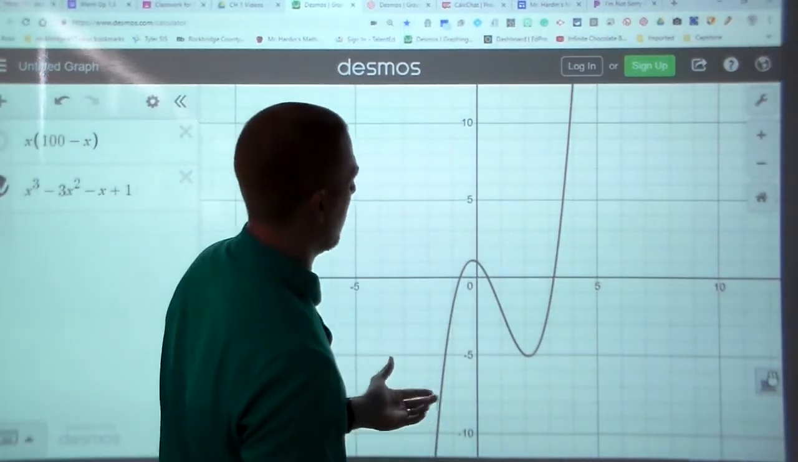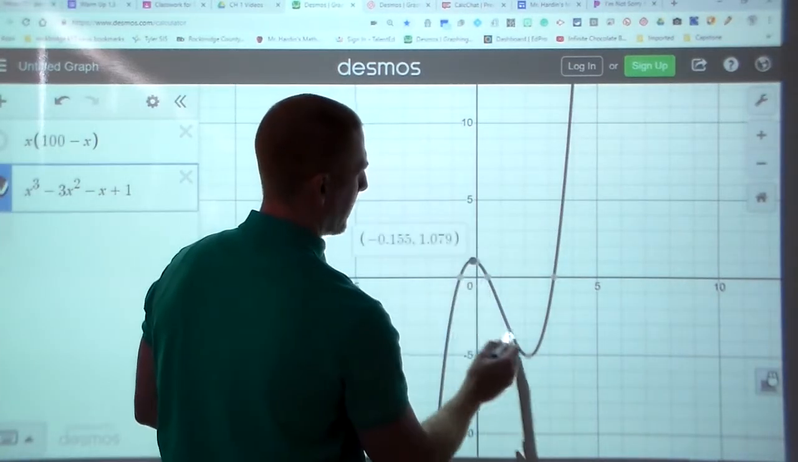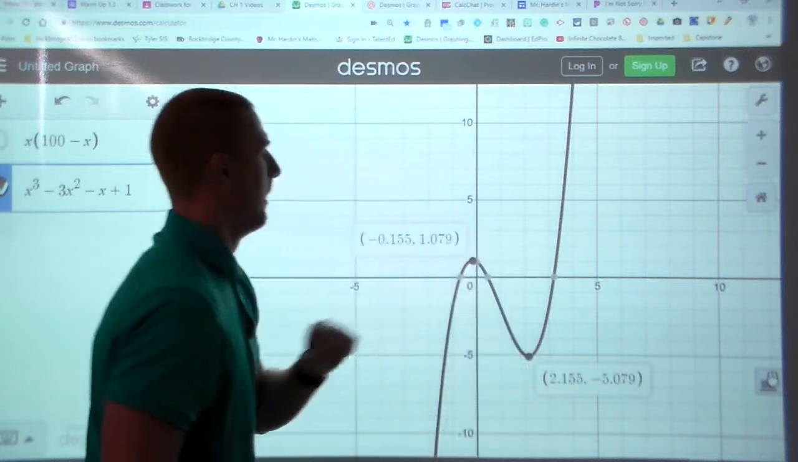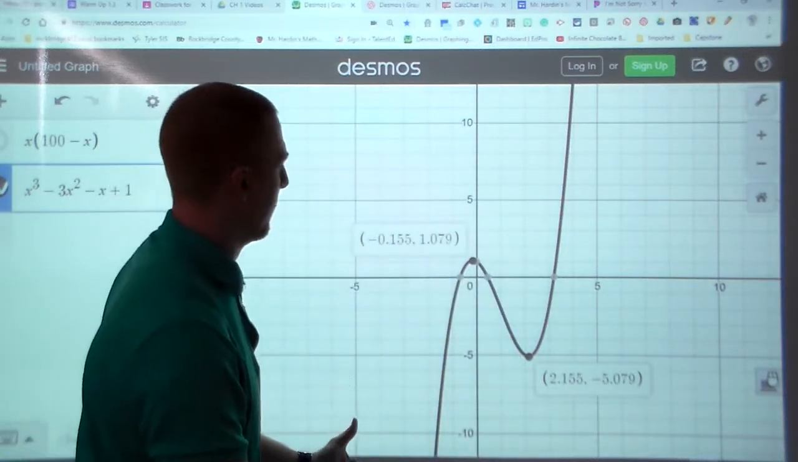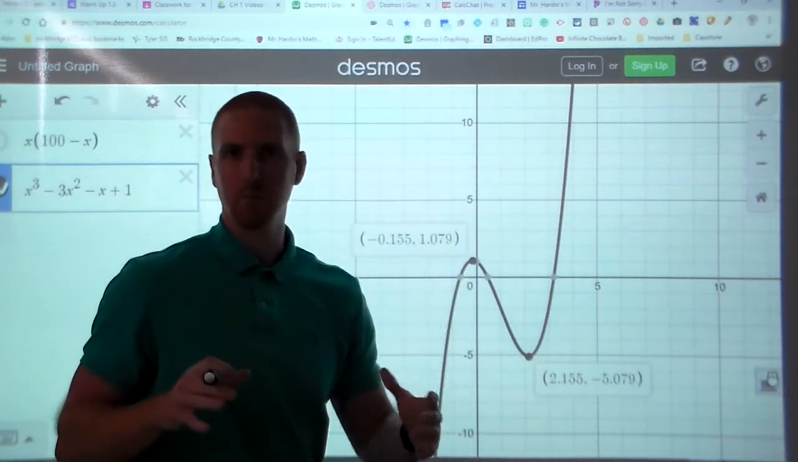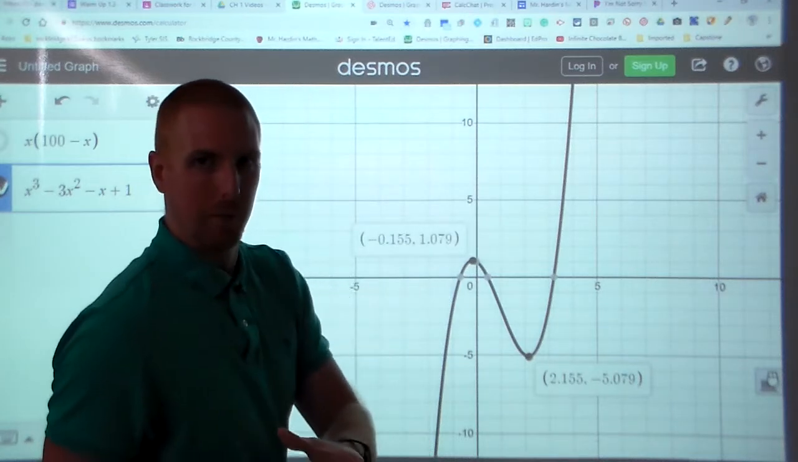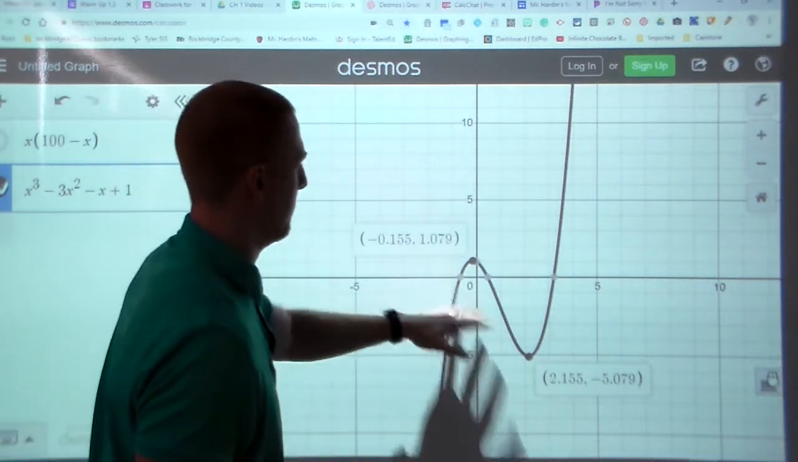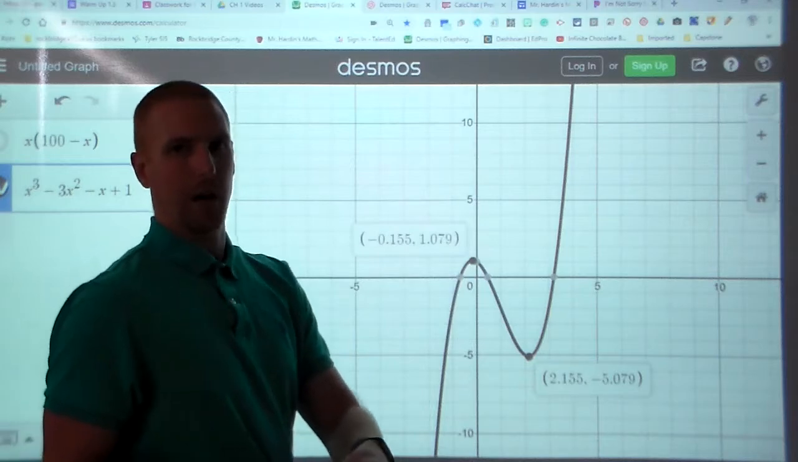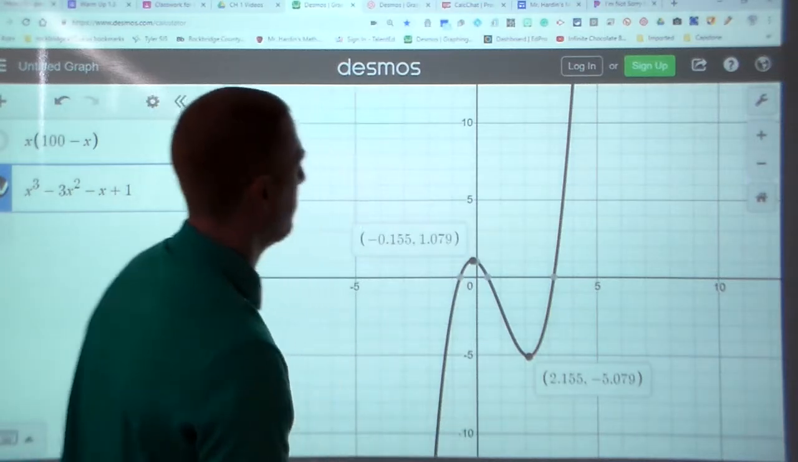So here's what it would look like as a graph. It's got a local maximum and a local minimum here and here. If you need help with the calculator, figure that out. I'm pretty sure you've hopefully done enough of that in the background to know how to find your maximums and minimums. But let me know if you need help with the calculator. I can put something out there to show you that part.